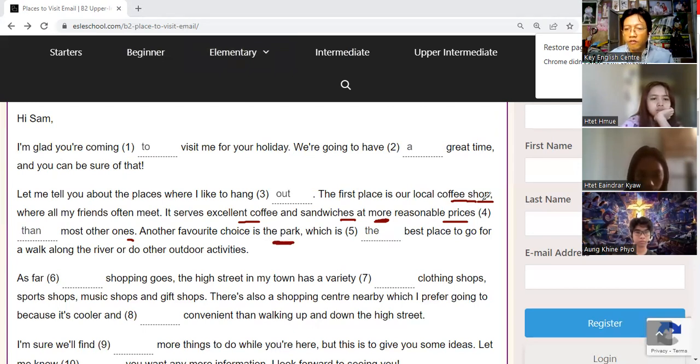The first place is coffee. Excellent coffee, sandwiches. If you know cappuccino, if you know more about coffee, the name of coffee, that's better you mentioned. Sandwiches.